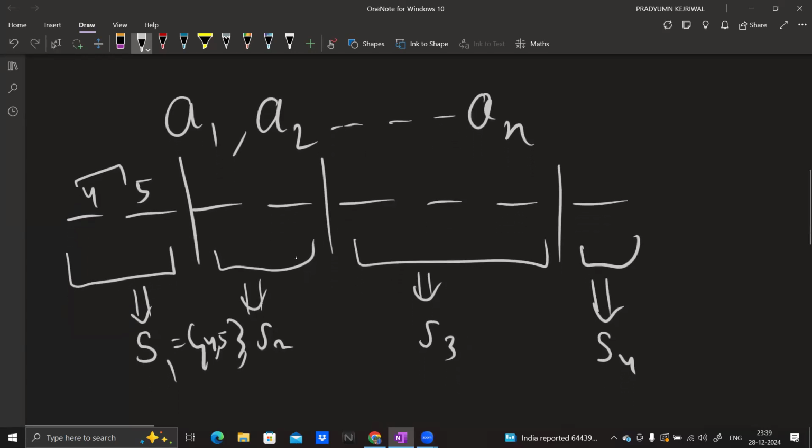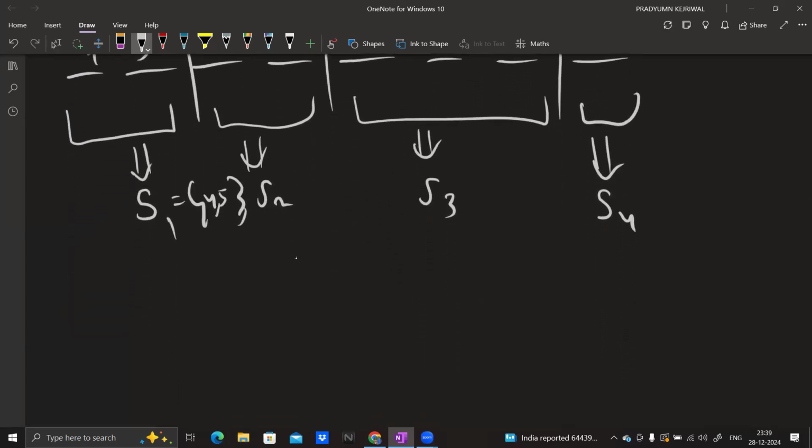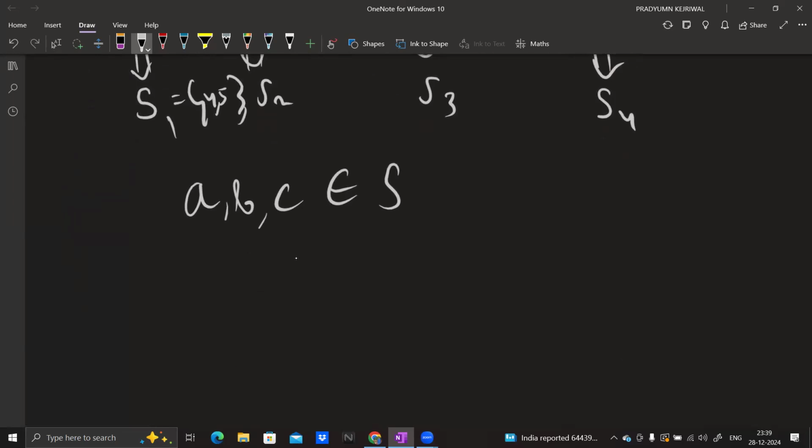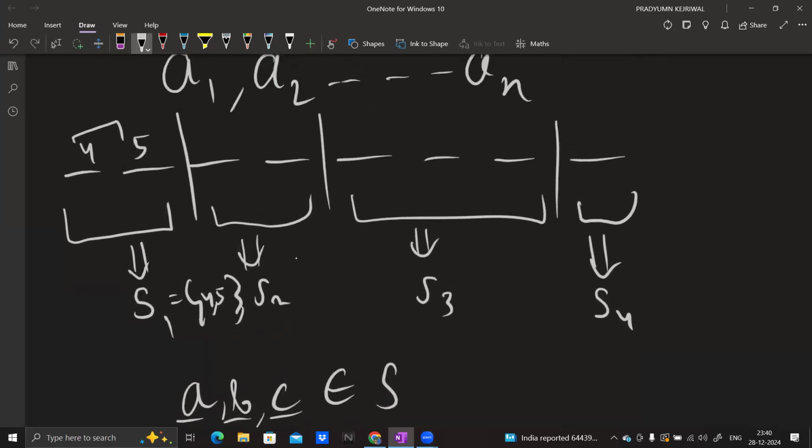And what does stability mean? That for any three integers A, B, and C in the set S, the triangle inequality should be satisfied. Basically, let's say A and B are the smaller ones and C is greater than A and B, then A plus B should be greater than C. This is the condition for the triangle inequality, right? So for every set S, it should be satisfied. And basically, we have to determine whether there are at least two ways of partitioning or not. If there are at least two ways, then we print yes, else we print no.